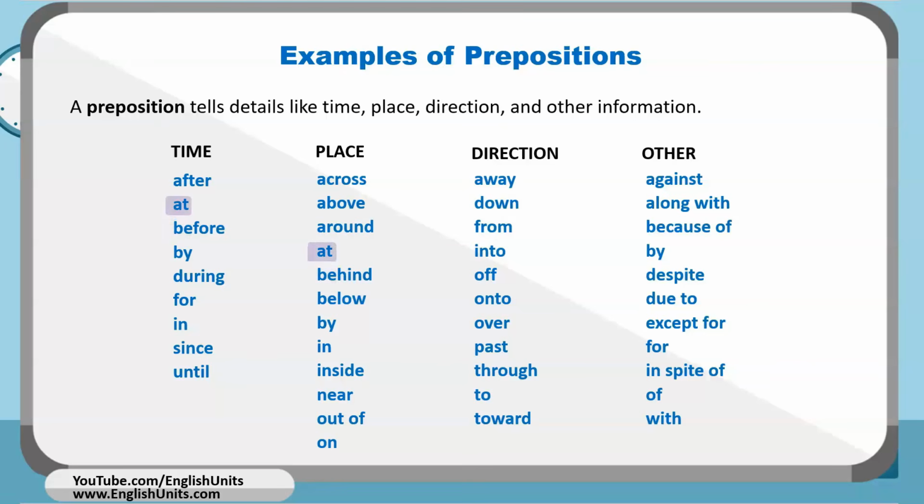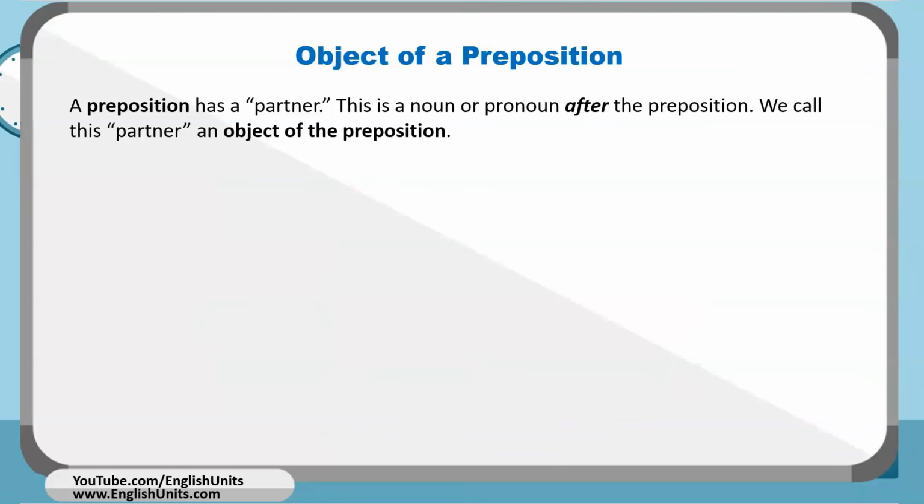For example, the preposition at can tell us time in a sentence if we have a phrase like at 3 o'clock. But at can tell us the place if we have a phrase like at the library. And there are several other prepositions that fall into more than one category. Now let's talk about the very important topic of objects of prepositions.